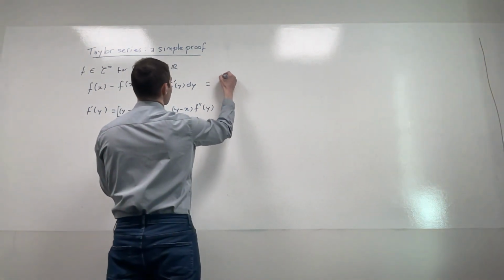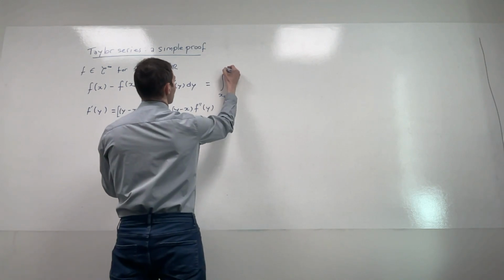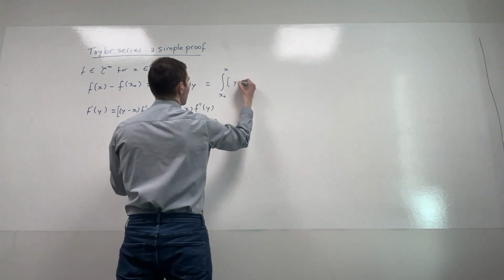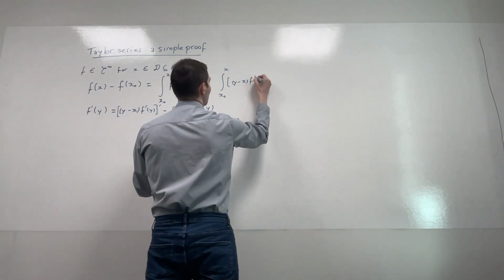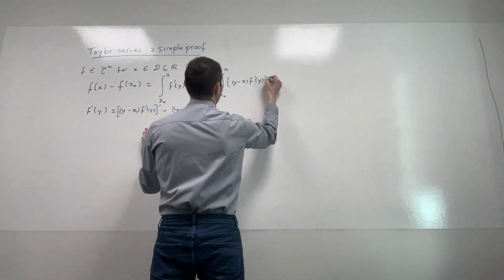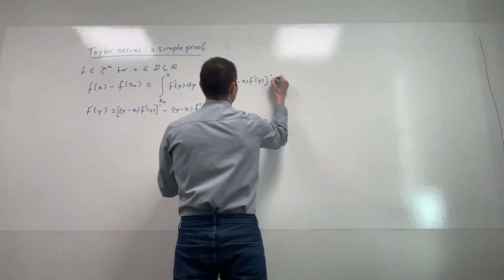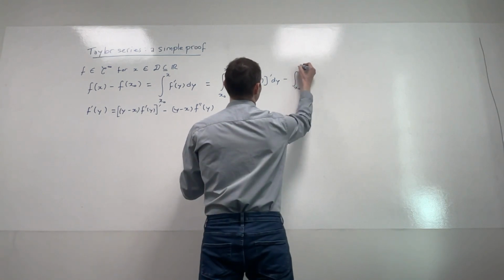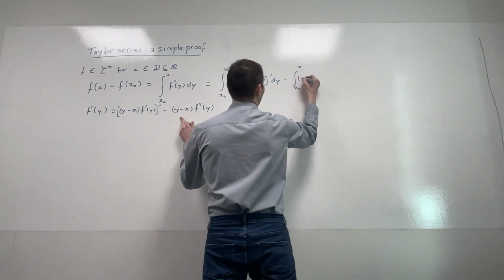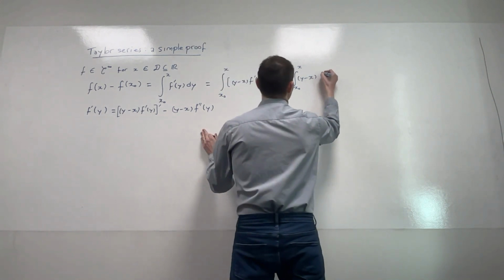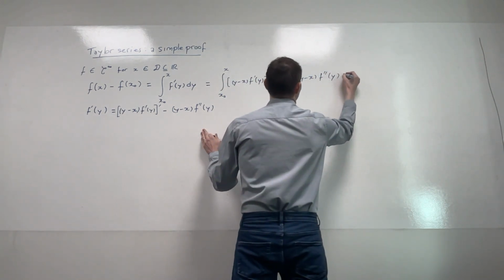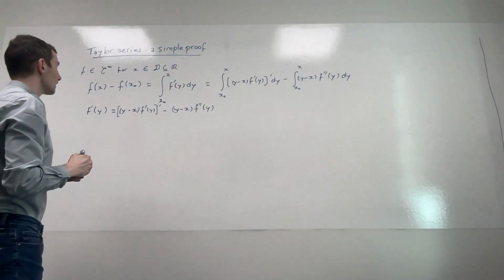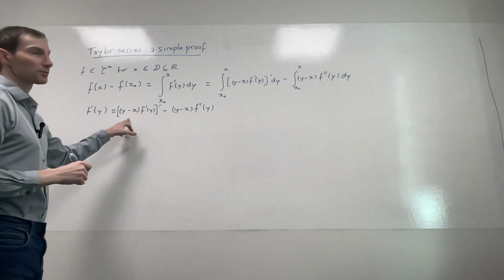So I'm going to get the integral from x naught to x of this stuff, so that's y minus x, and then f prime of y, dy, minus the integral from x naught to x, and then we've got y minus x, and then the second derivative with respect to y, dy. Okay? So here this is just to tell you that you can write it this way.